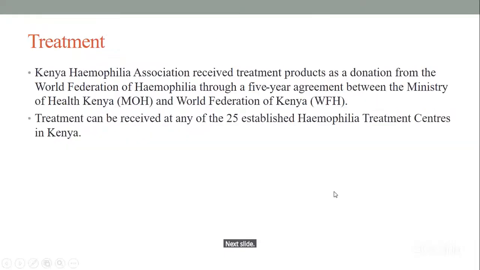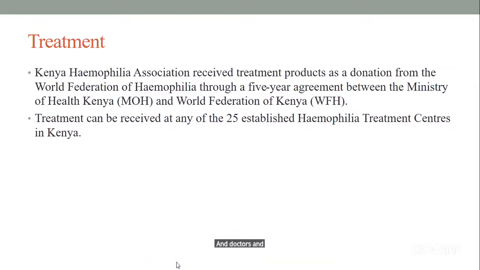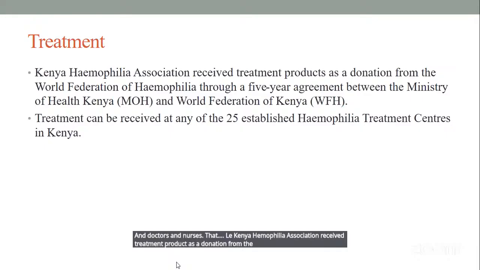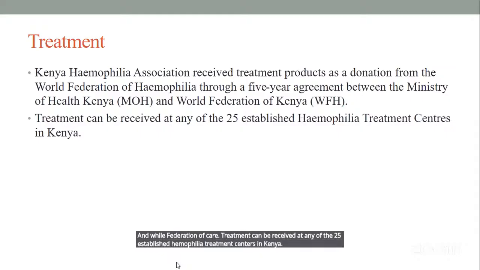The Kenya Haemophilia Association receives treatment products, and this is what you need to know, lab officers and lab technologists, to advise your clinicians, doctors and nurses accordingly. The Kenya Haemophilia Association receives treatment products as a donation from the World Federation of Haemophilia through a 5-year agreement between the Ministry of Health and the World Federation of Haemophilia Kenya. Treatment can be received at any of the 25 established hemophilia treatment centers in Kenya. Next slide.